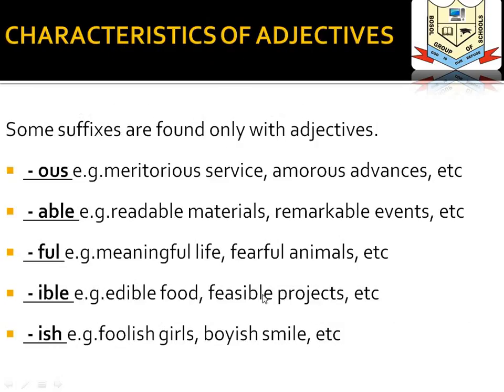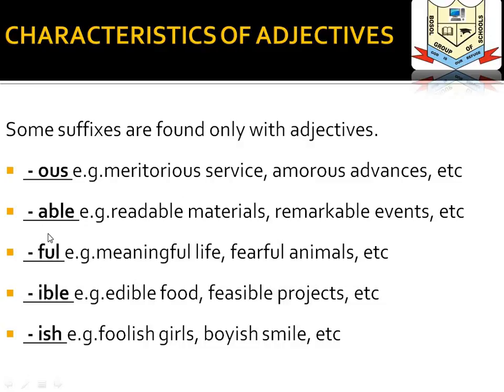Characteristics of adjectives. Some suffixes are found only with adjectives. Suffixes are a group of letters added to the end of a word to form a new word. And the first suffix we have here is OUS. When you add it, it becomes meritorious service or amorous advances. All these are existing words already, which when you add the suffix OUS, become adjectives.